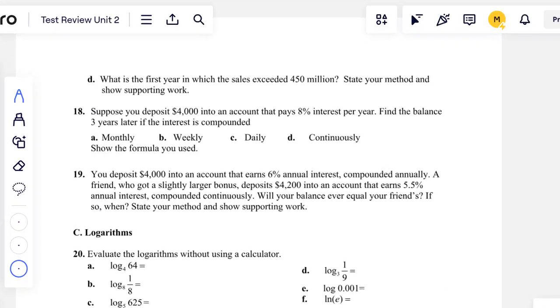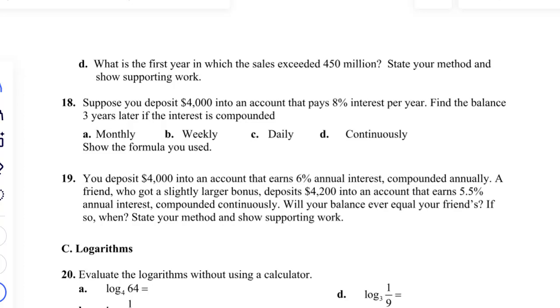I'm going to be covering a couple of problems from the Test 2 review for Math 145, and we'll jump in with number 18. You get $4,000 now, you deposit it into an account, it earns 8% interest. Find the balance after 3 years.